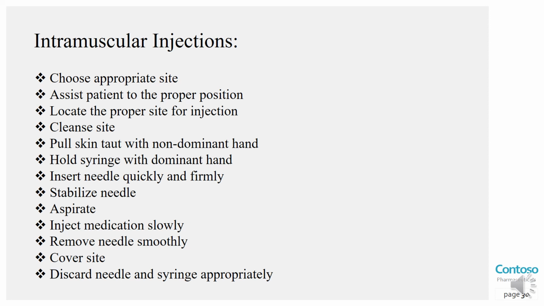If no blood appears in the syringe, inject the medication slowly at the rate of 1 ml every 10 seconds. After injecting the drug, wait 10 seconds and then withdraw the needle smoothly while releasing the skin. Cover the site with a bandage and discard your needle and syringe appropriately.